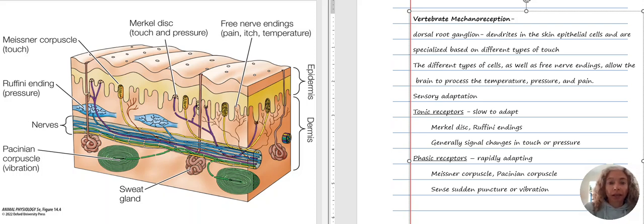These dermal exteroceptors, remember the external receptors, these are different mechanoreceptors, are going to provide constant information about our external environment to the central nervous system. And the central nervous system will interpret these.